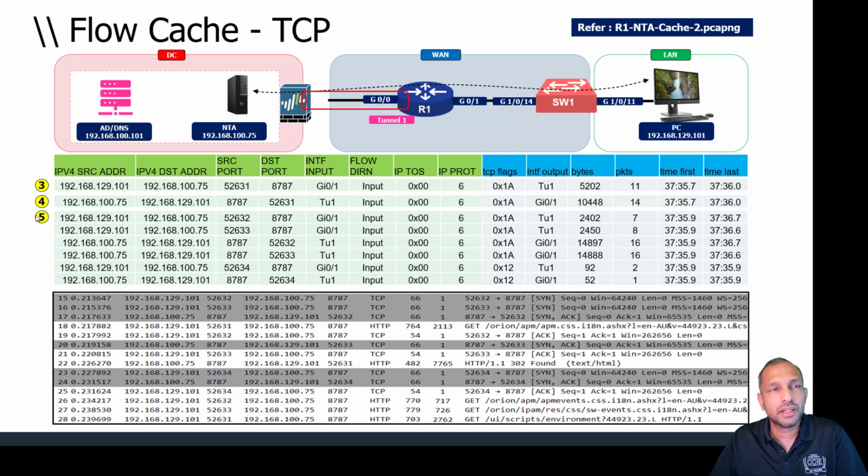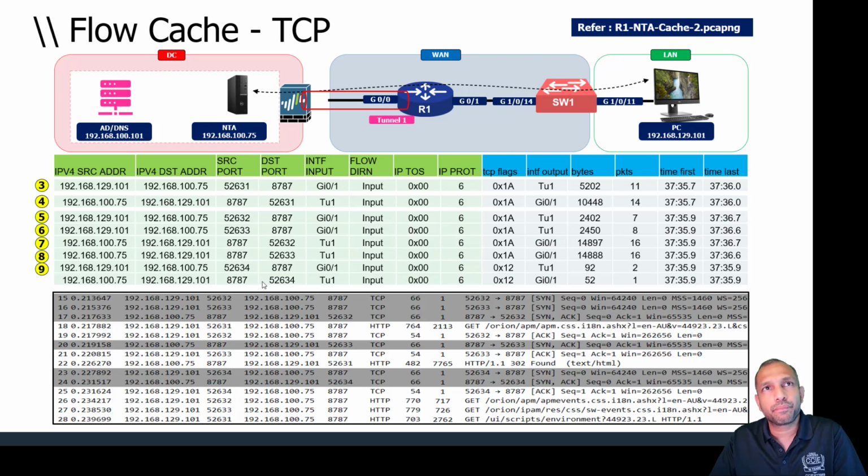So that will be a different flow in the cache. Return traffic coming, again it should be a different flow. Why? Because source and destination are different this time. And then you will see another one, 52632. This is a return traffic coming here, but even though it has the same port number, it has a different source and destination. In that way, that will be a different flow. So like that, flows will be created in the cache. That's what happens with TCP.